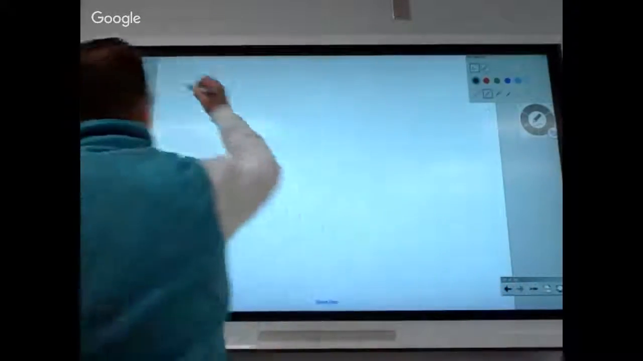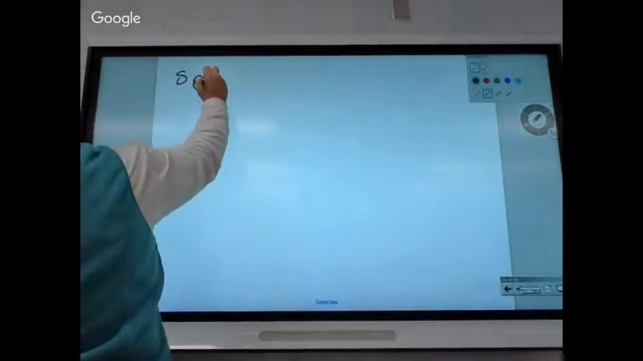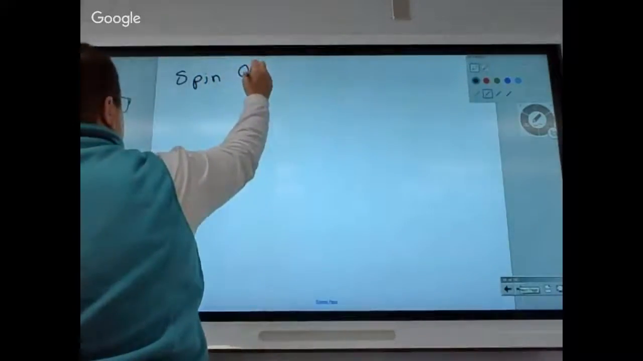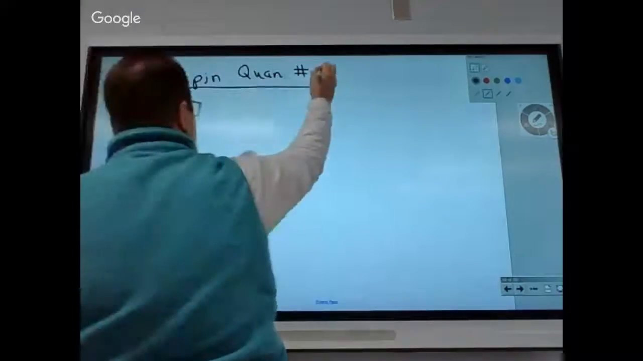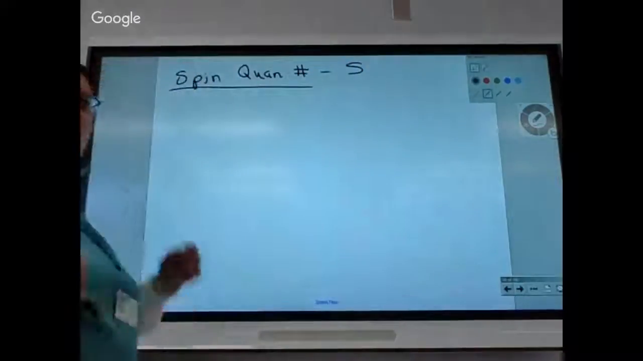All right? The last quantum number. You're going to love this one. Even Lolly's going to like this one. It's not often I get Lolly to like something.